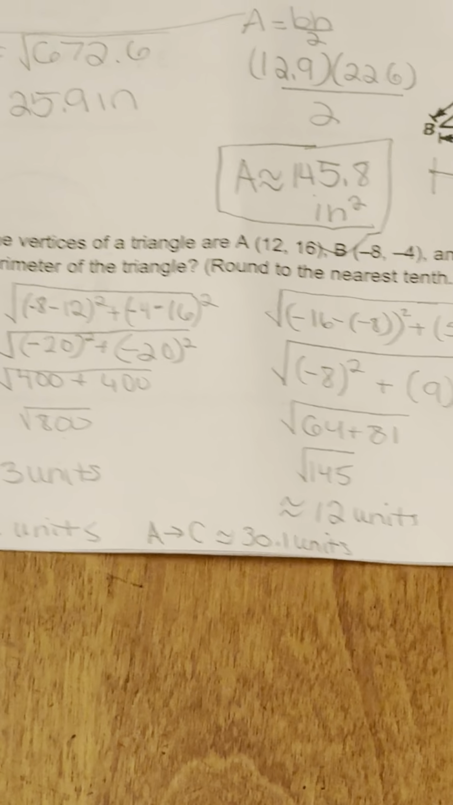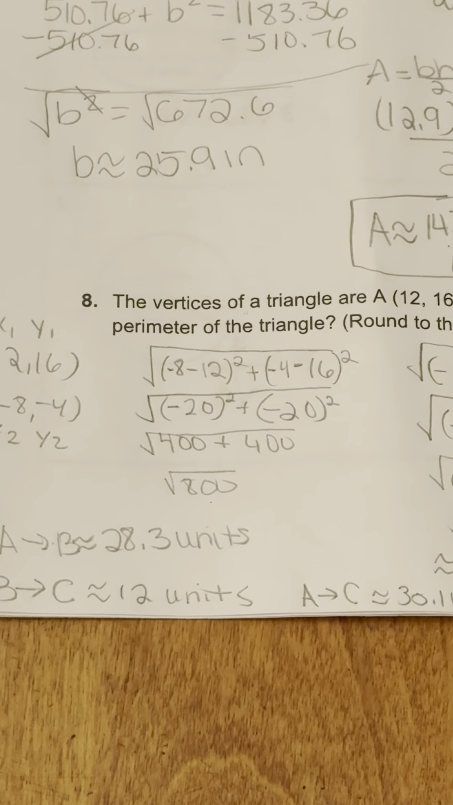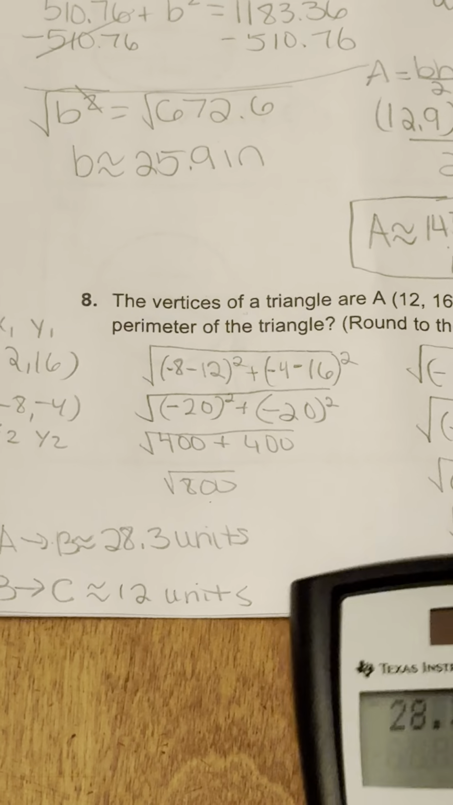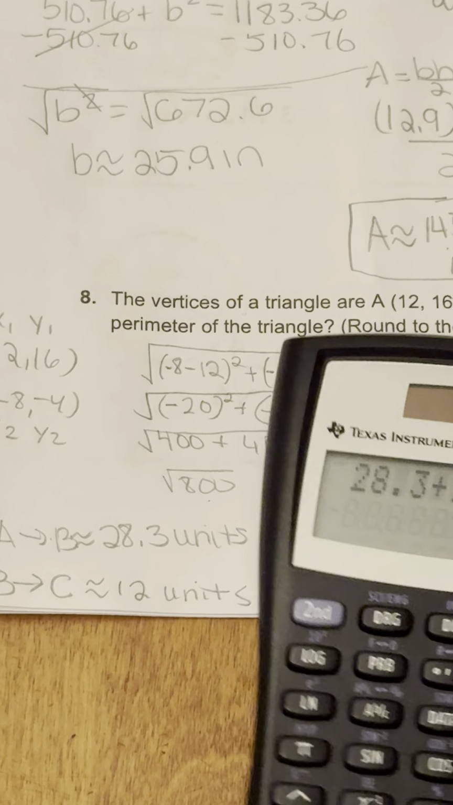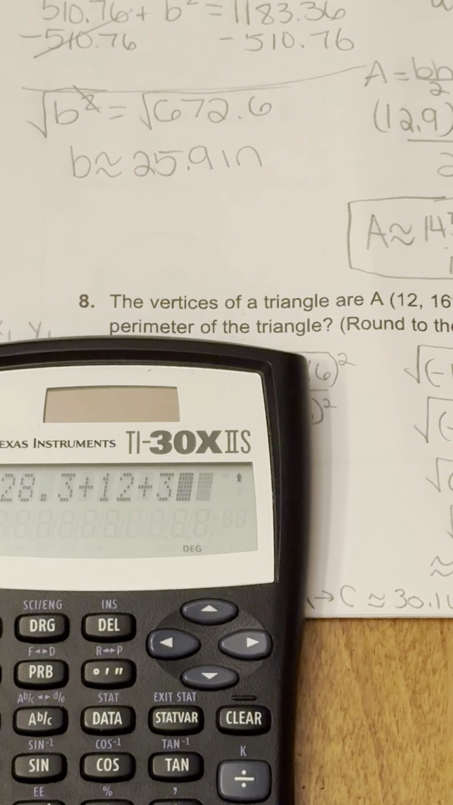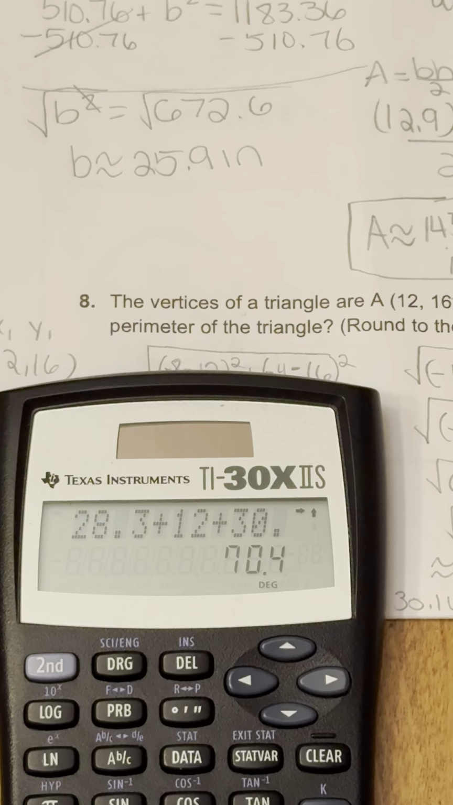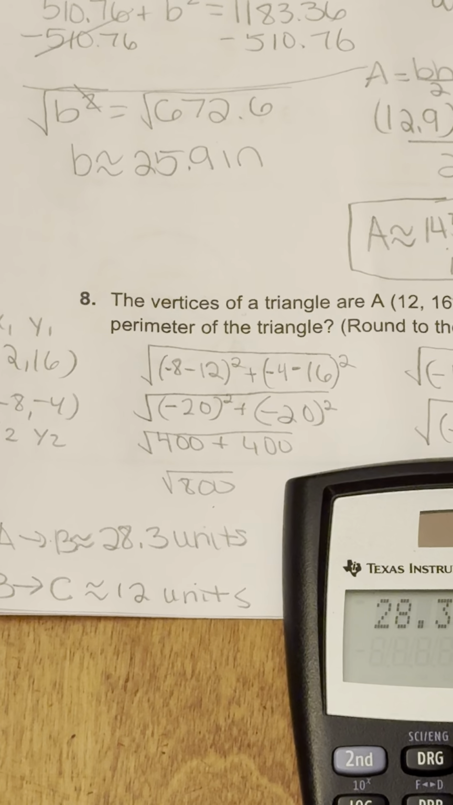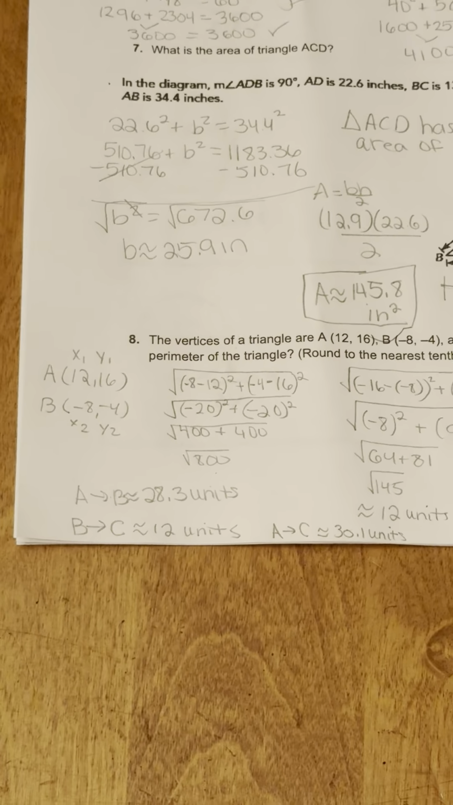So all I'm going to do is find the perimeter to the nearest tenth by adding those together. So 28.3 plus 12 plus our final 30.1 gives me a final total of 70.4 units. So my answer for this perimeter is 70.4, and that is how we use the distance formula to solve something like this.